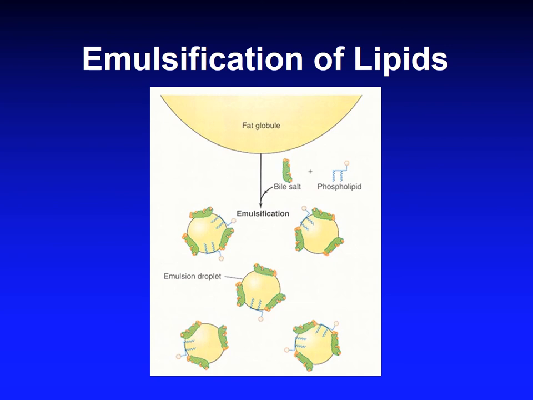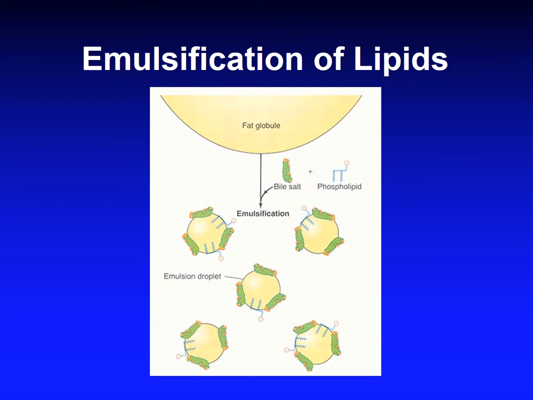all the way to free fatty acids, monoglycerides, and cholesterol. So the lipase, the phospholipase A2, and the cholesterol ester hydrolase keep digesting, emulsifying, and hydrolyzing the fat droplets all the way until they become either free fatty acids, monoglycerides, or cholesterol. At that level, along with the bile acids, they are called micelle.